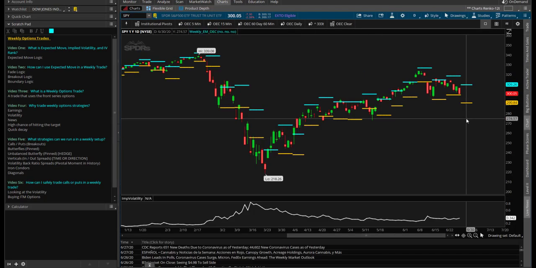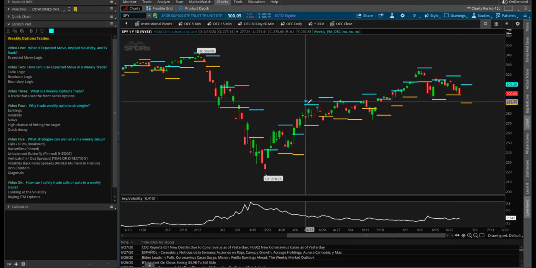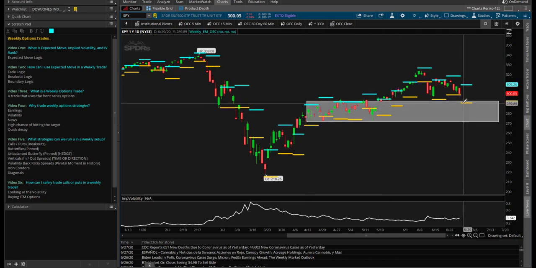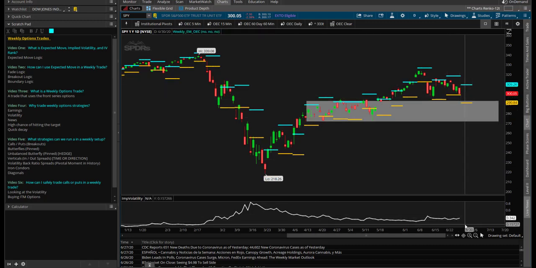We're going to look at this and we're saying, okay, we're at the bottom of structure. We could make the argument that we're messing around with this zone here, and we're going to expect SPY to stay above this area, right? We're looking for it to go up, so we're going to trade a call. But we're worried that when it starts to make that move up, we're going to get vol crushed.